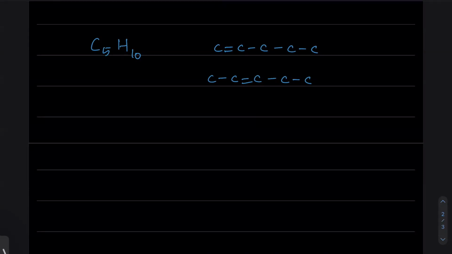Now if I make a chain of 4 carbons, I'm picking this one. Okay, so it has the double bond on the first one.